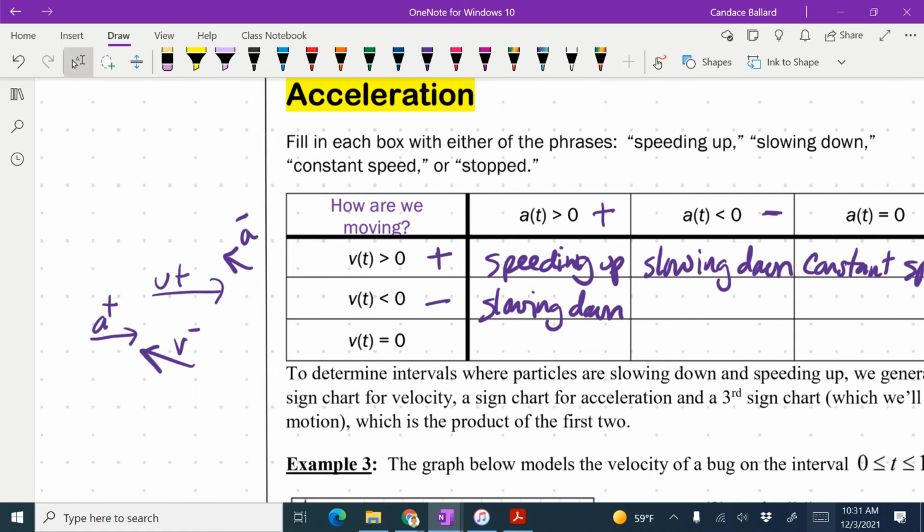All right, so let's look at the velocity negative again, right? So velocity negative and acceleration negative. So acceleration is going to bring us more that way. So what's going to happen there? Is it going to speed up or slow down?